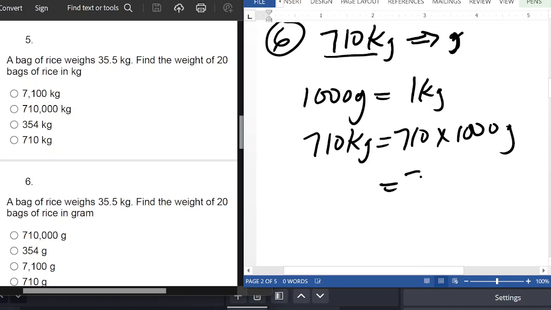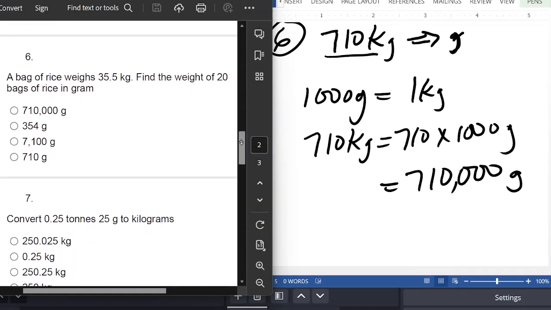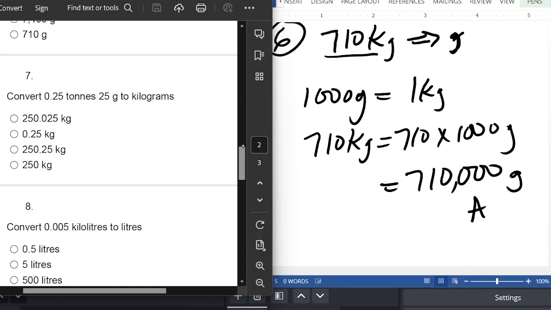So that will give us 710,000 grams, which is option A. That's option A. Hope that is clear. Now for question number 7.